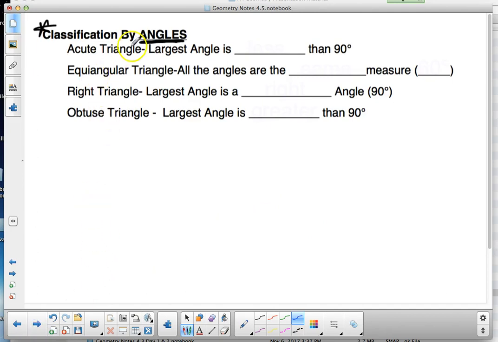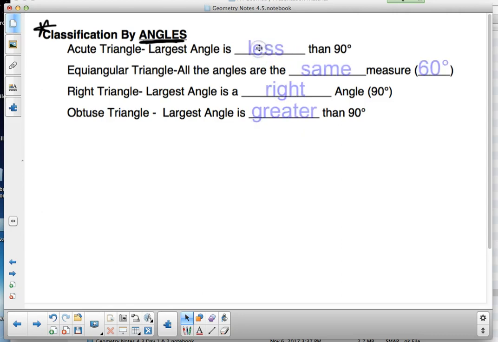Going on, we're talking about acute triangles, classification by angles. If I'm talking about acute triangles, the largest angle is what is going to classify my triangle. So if my largest angle is less than 90 degrees, it's going to be acute. Equilateral triangles, all the angles are the same, so they measure 60 degrees. And we worked with equilateral triangles in chapter 3, and we're doing it again here in chapter 4.